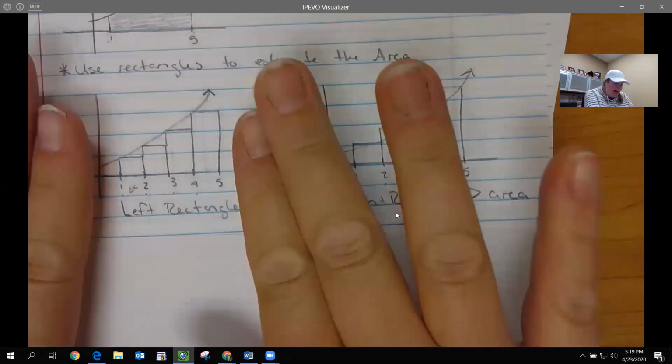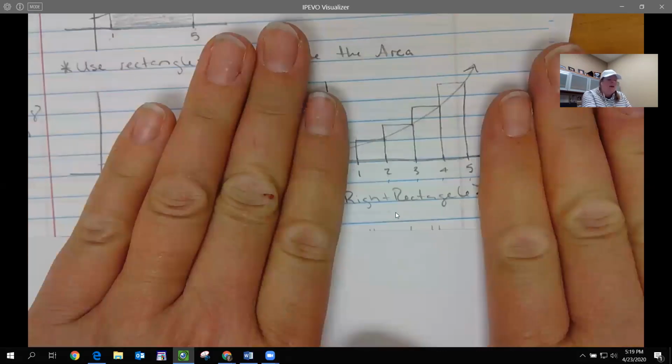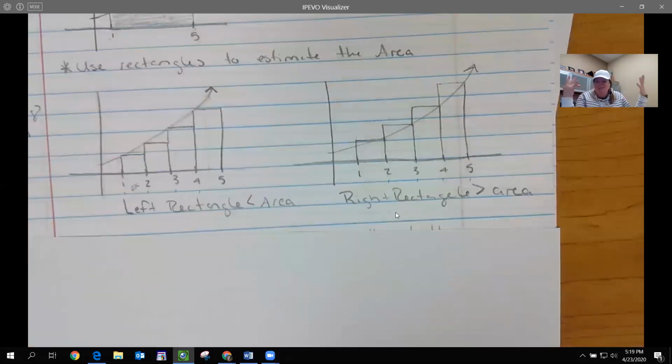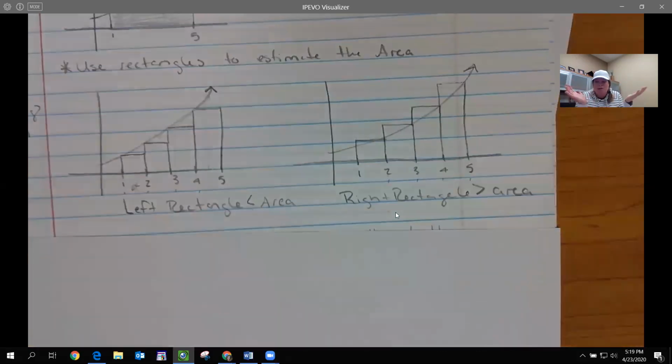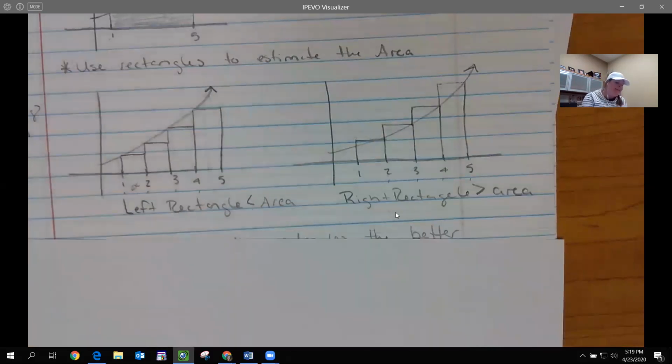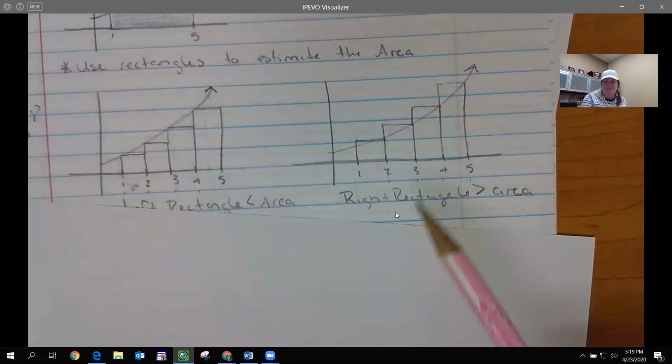This is from 1 to 5, 1 to 5. I could do 2 to 4. I could do 100 to 200. I could do 0 to 2. So it just depends. All right, this one we can tell is an overestimate.